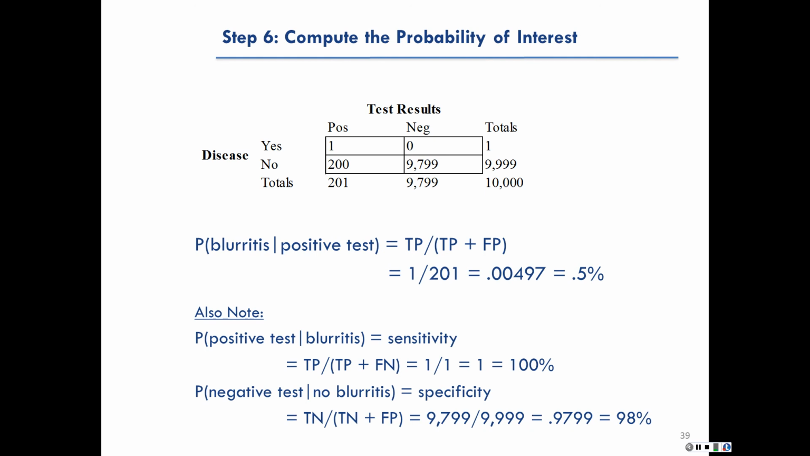Another thing here you also want to note is the sensitivity of this particular test. If you'll recall, that's the true positives divided by the total of those who have the disease. So in this case, that equals 100%. The specificity of the test, probability of testing negative if you don't have bleuritis, that's the true negatives divided by the total of those who do not have the disease. So that's 9,799 divided by 9,999, which is equal to 98%. So if you test negative, 98% chance that you do not have bleuritis.